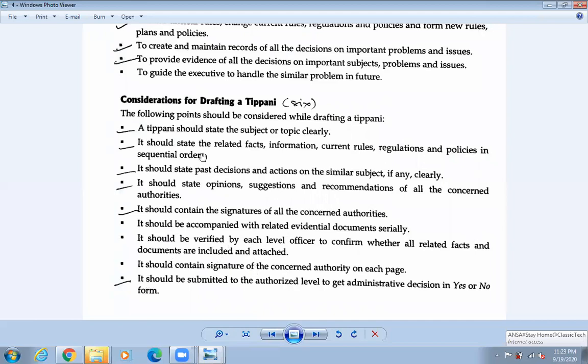Okay, one or two question points are similar. I have not done the signature. Okay, so I have not done these points. It should be submitted to the authorized level to get the administrative decision in yes or no form. Okay, so the authority should keep it. They have approved this letter or not. The decision should come in yes or no. That means this tipani is approved or not. If it is approved, the decision must come in yes. If it is not approved, then it must come in no.